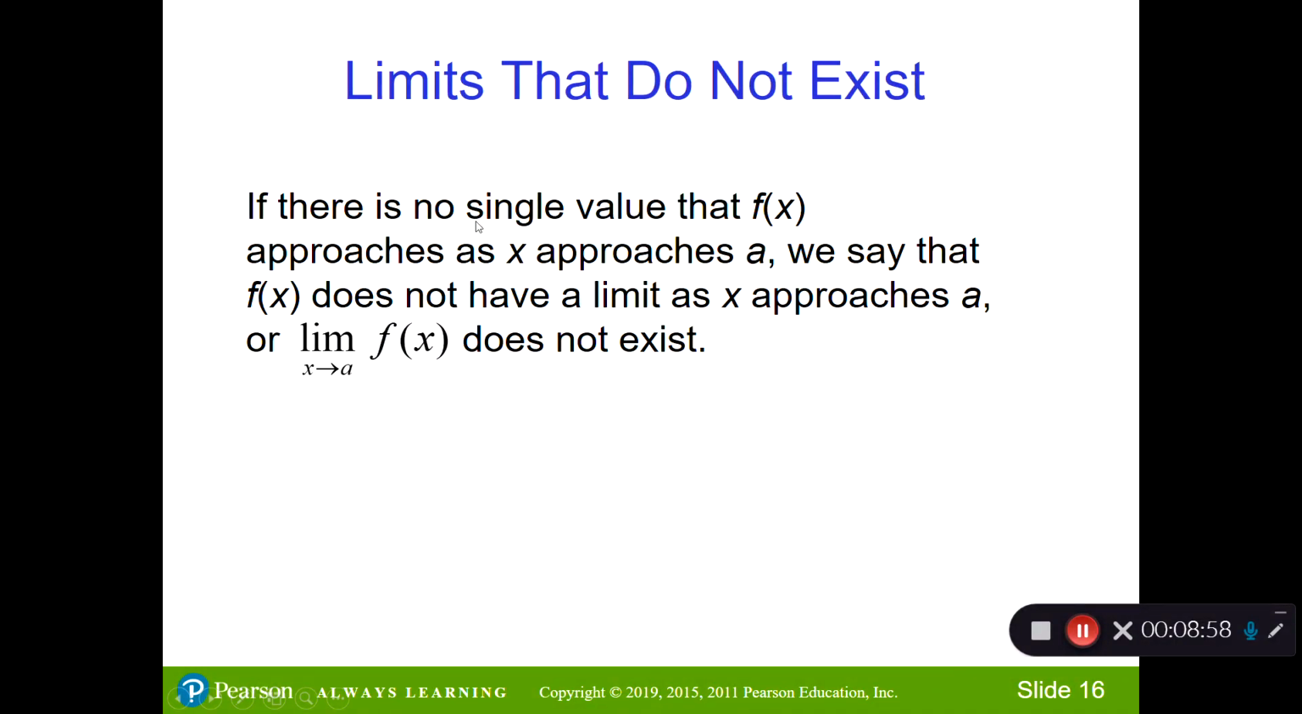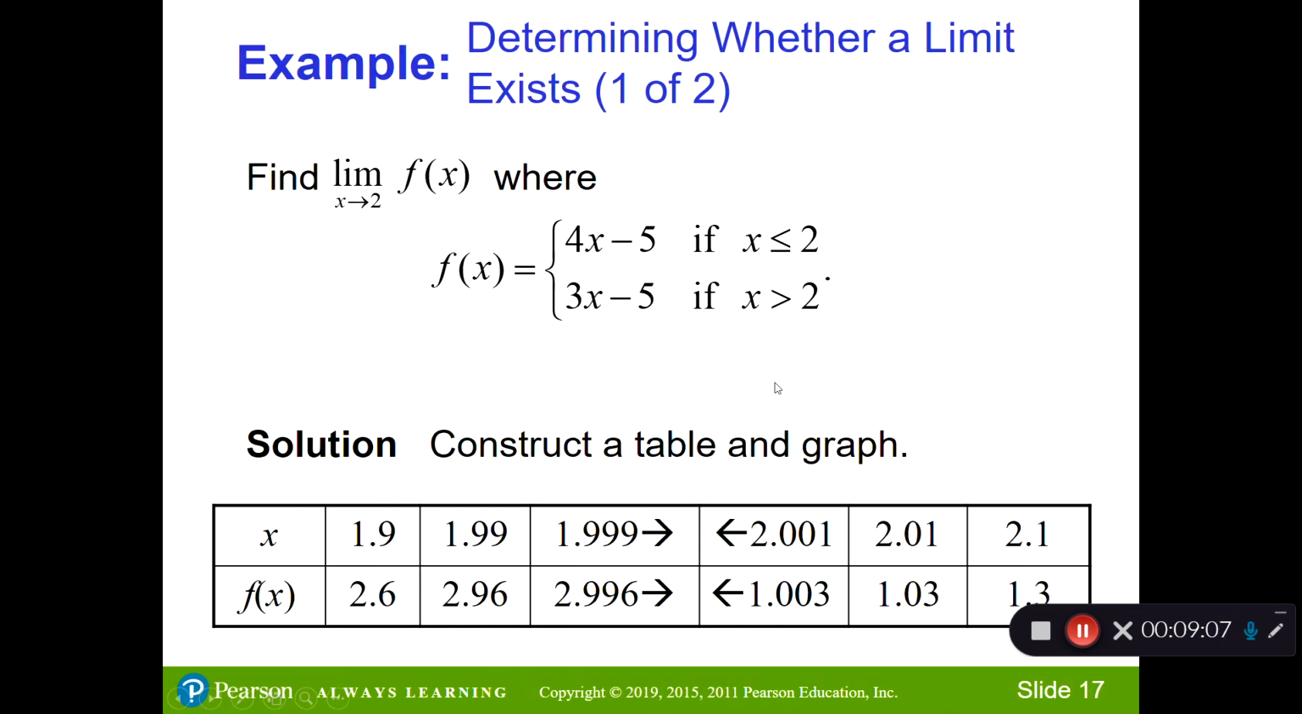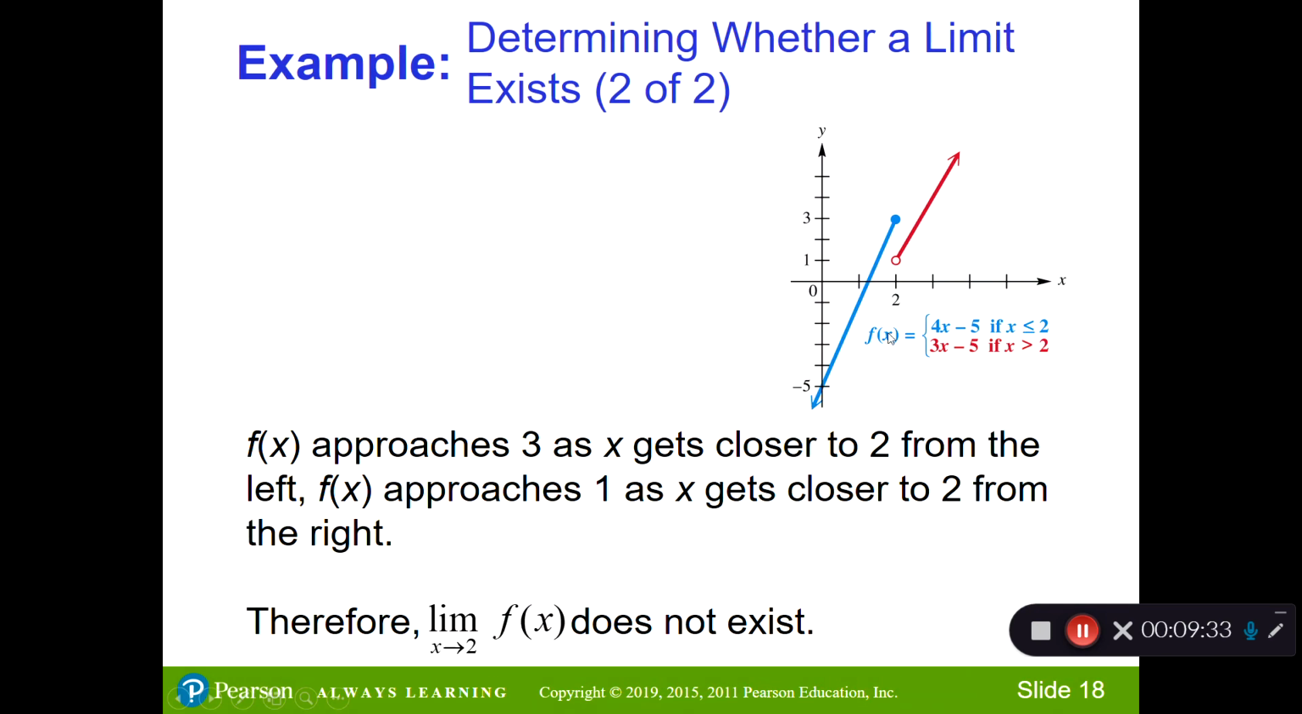If the limit does not exist, that means there's no single value that f of x approaches as x approaches a. For example, here, if I look at the left, 1.9, 1.99, 1.999, these are all less than 2. I'm plugging into this equation, and it seems to be approaching 3. From the right, 2.1, 2.01, 2.001, all these values are bigger than 2, so I should be plugging in here, and we see the y values are approaching 1. From this side, I'm approaching 3. From this side, I'm approaching 1, so the limit does not exist. And we can see that the two pieces don't meet up where the limit does not exist.